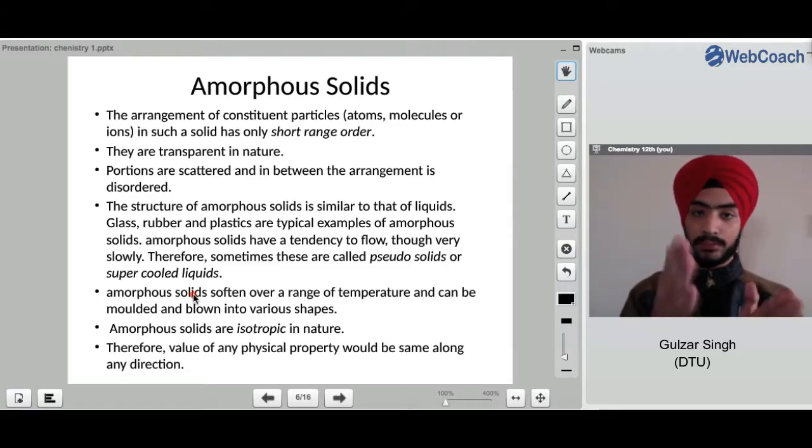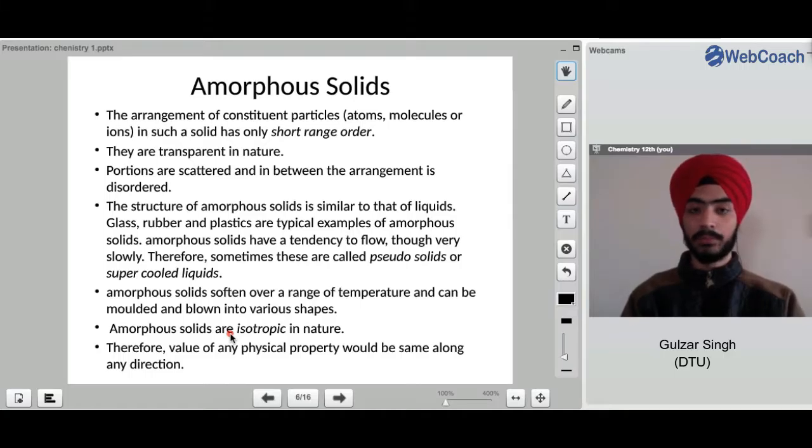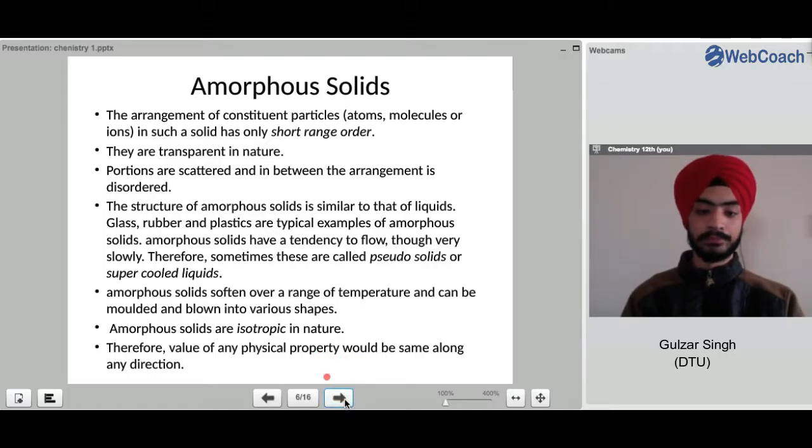Due to gravity, they flow downwards. Therefore, if you see a glass panel after some centuries, or a very great amount of time, it appears to be thick at the bottom and thinner at the top. That is because glass is a supercooled liquid and it flows. Amorphous solids are isotropic in nature. That is, they have the same physical properties, such as refractive index and thermal conductivity, throughout. Therefore, the value of any physical property would be the same along any direction.